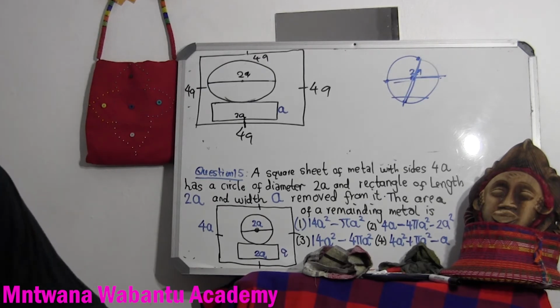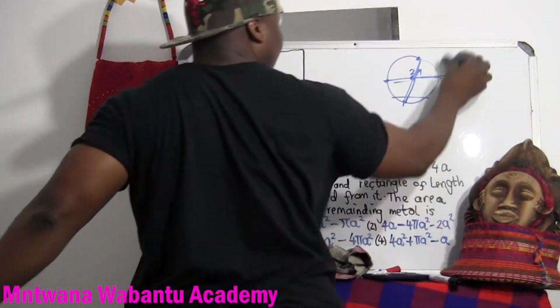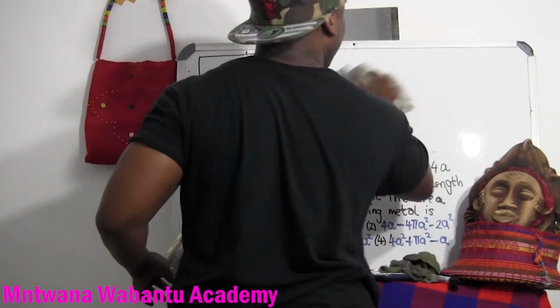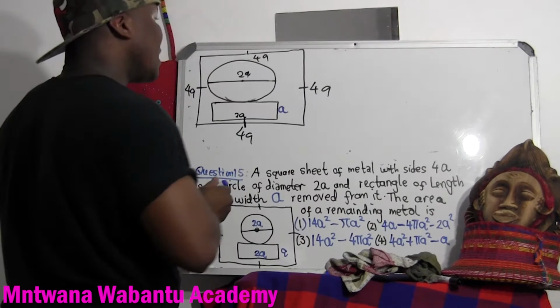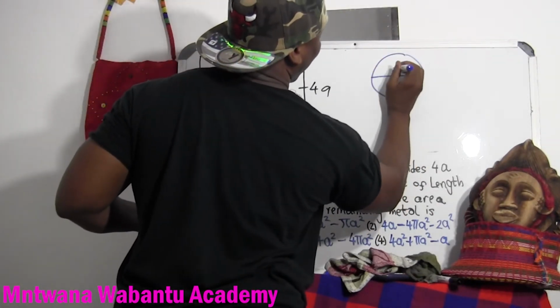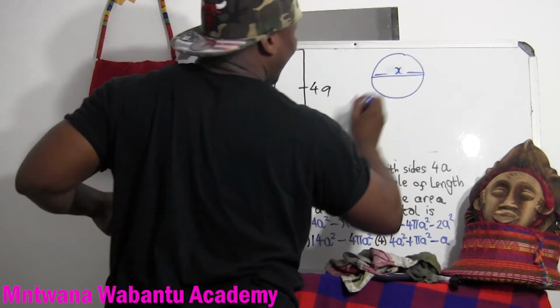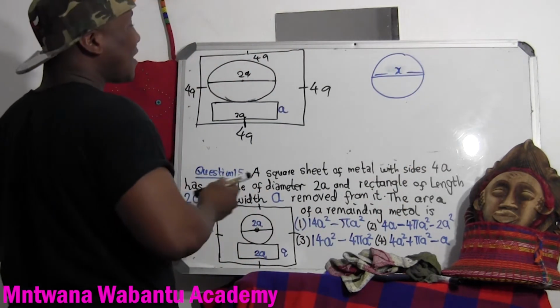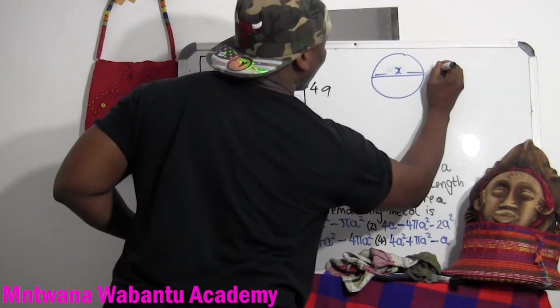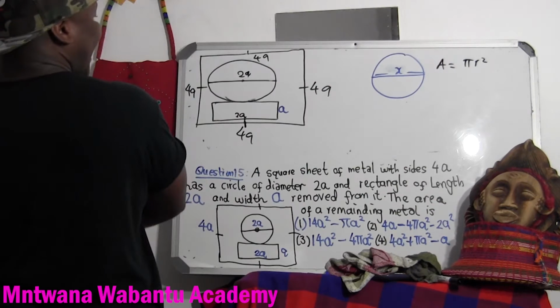So now, how do we get the area of a circle? For example, if somebody gives you a circle like this, let's say the diameter is X, and asks you to find the area of the circle. The area of a circle equals pi r squared. What is r?